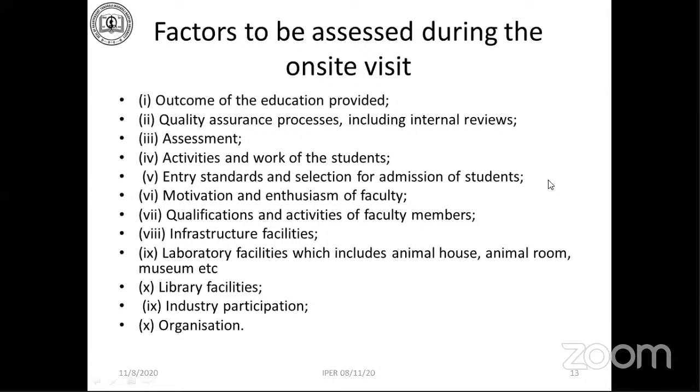So the major factors to be assessed here are the outcome of education provided, then quality assurance processes, including internal reviews, assessments, activities and works of the students, motivation and enthusiasm of the faculties, qualification and activities of the faculty members, infrastructure facilities, laboratory facilities, library facilities, industry participation, and organization.